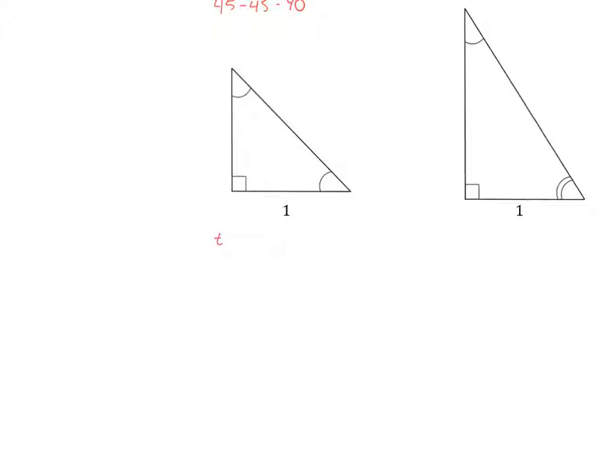Let's use tangent. We're going to say tangent of 45, and let's talk about this angle here. Tangent of 45 should equal our opposite side over our adjacent side. Well, our opposite side we do not know, and our adjacent side we know to be 1. So what we know here is that tangent of 45 equals x. So we're going to use a graphing calculator, and we're going to go over to Desmos at this point.